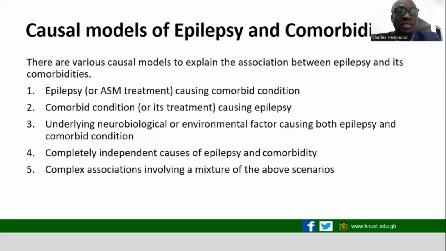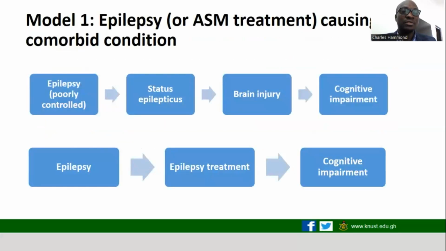And the fourth one is that there is a completely independent cause of the epilepsy and the comorbidity, so they don't overlap. And the fifth one, which is what really happens in reality, is that there is a complex association involving all the four that I have previously mentioned. That is what usually happens in real life situations. So I will start by looking at the first model, and then we'll give a few examples as we go on.